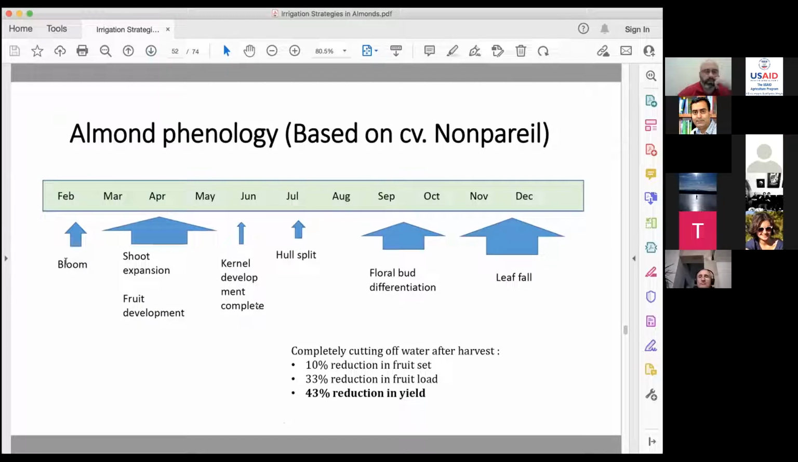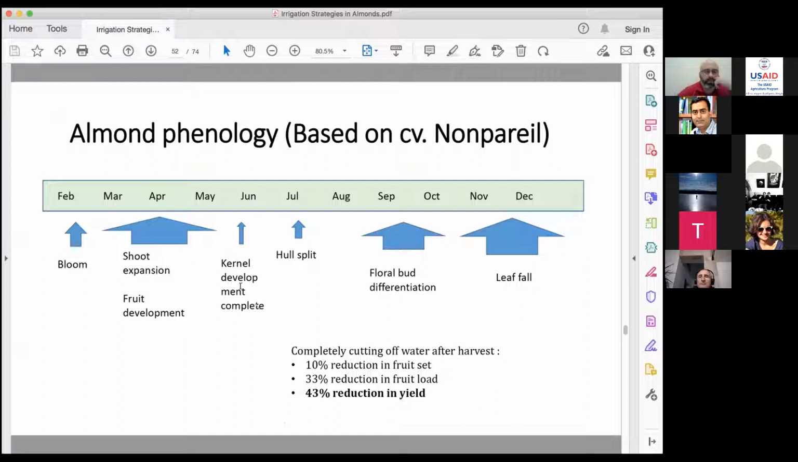So in the beginning of the season, right after the dormant season, we have bloom in almonds, and then that is followed by a period of shoot expansion and fruit development. Right after bloom, when the nut set happens, we have a rapid shoot expansion after leaf out, and then the rapid fruit development stage.